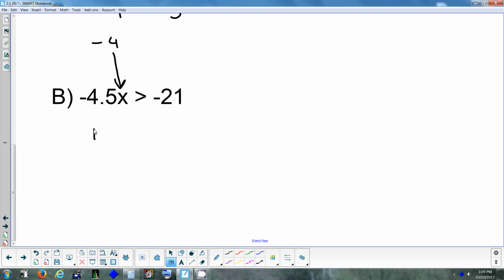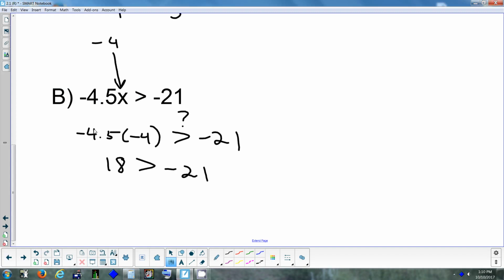18. So I'll just write the original problem first. Negative 4.5 times negative 4. Negative times negative is positive. 18. And how did you do that? Did you use your calculator? No. Oh, you just knew it? Okay. Let me double check. Yep, you're right. So negative 4 is a solution.